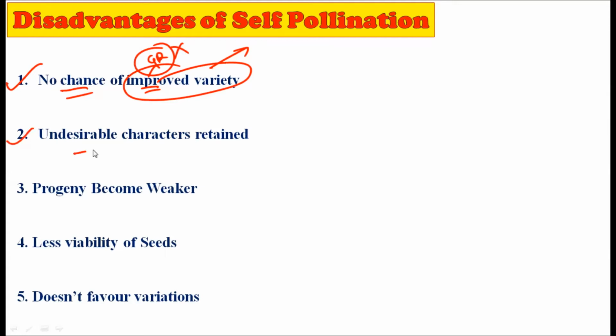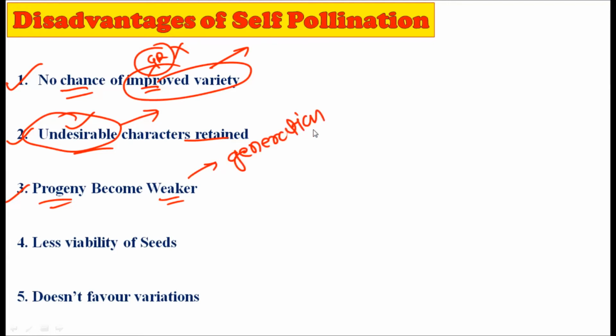Now, second, the undesirable characters are retained. In every organism there are undesirable characters present, and whenever there is a continuous transfer of the same genome, these undesirable characters remain as they are in an organism. Then the progeny becomes weaker. If self-pollination occurs over many generations, then due to the similar genetic makeup, the progeny of these organisms become weaker by generation.